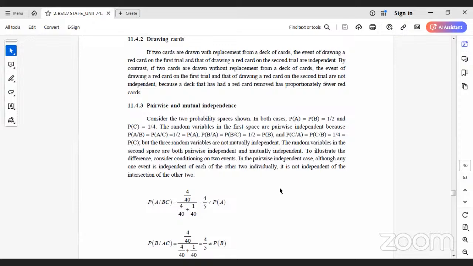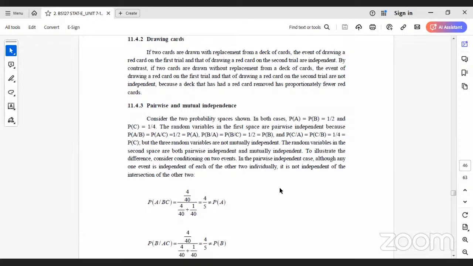Yes, sir. Then why are you thinking so long? P(B|A) is equal to P(B|C) is equal to 1/2, that is P(B). P(C|A) is equal to P(C|B) is equal to 1/4, that is P(C). So the three random variables are not mutually independent. The random variables in the second space are both pairwise independent and mutually independent.